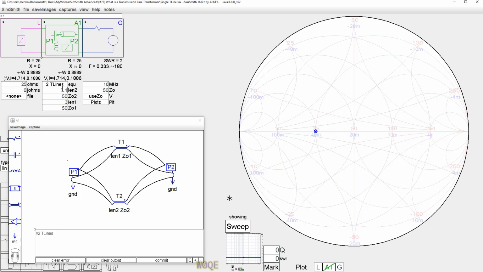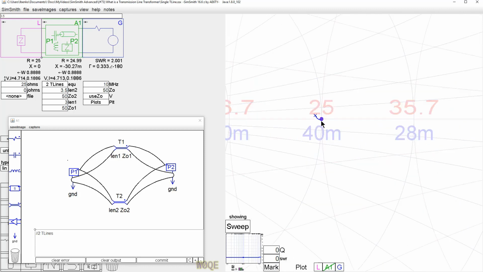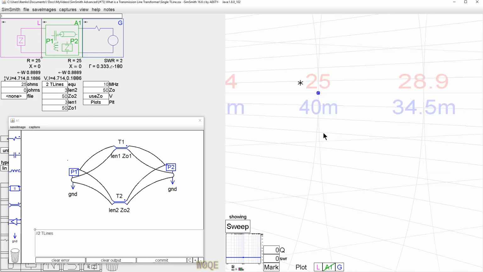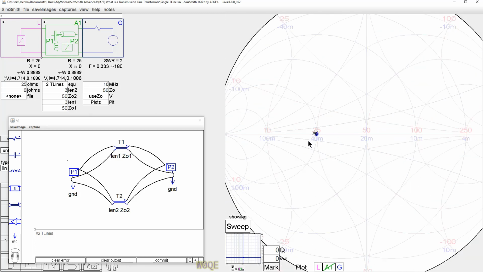Well, if we start changing the length here, not a whole lot. There's a half a foot difference. Swept up to 100 megahertz, our impedance only varies from 25 plus j0 to basically 24 minus j3.35. It's not that critical in many cases to get these exactly the same length. And SimSmith shows us that very nicely.